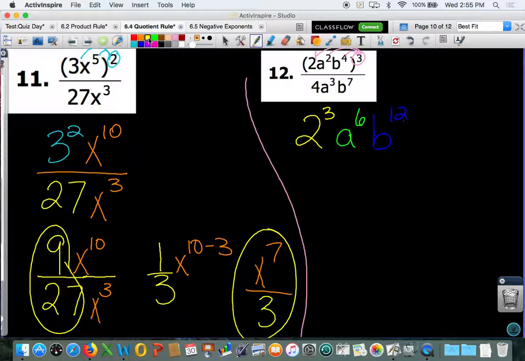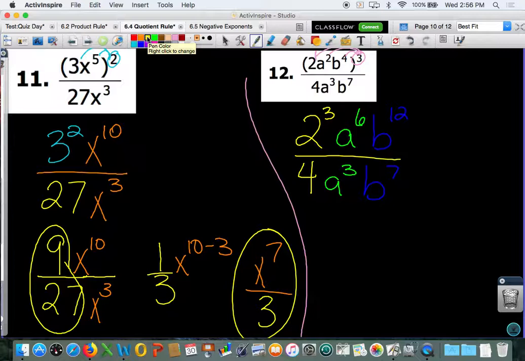So this is all going to be over. Again, the bottom doesn't change. 4, A to the 3rd, B to the 7th. Now I know you guys might not have your colors at home, so instead, you can use the circle method. So this is where I'm going to circle everything.